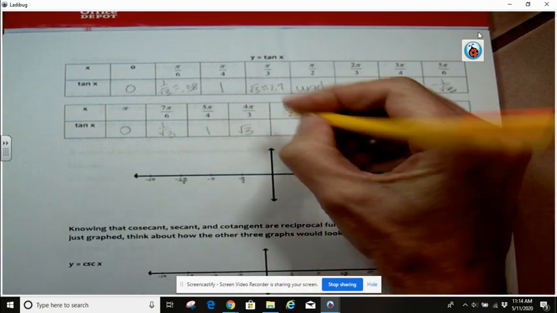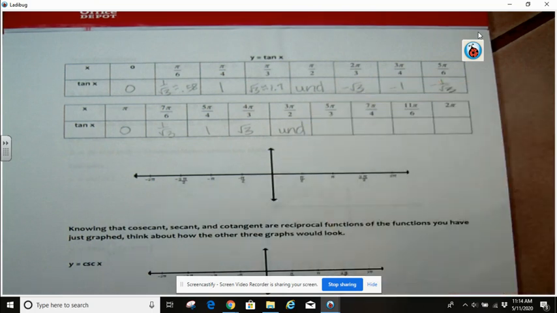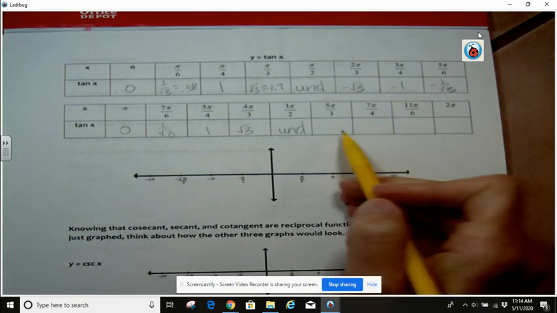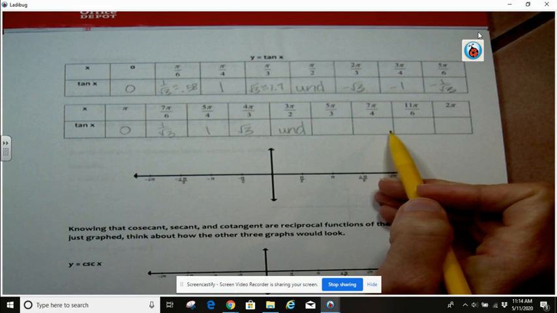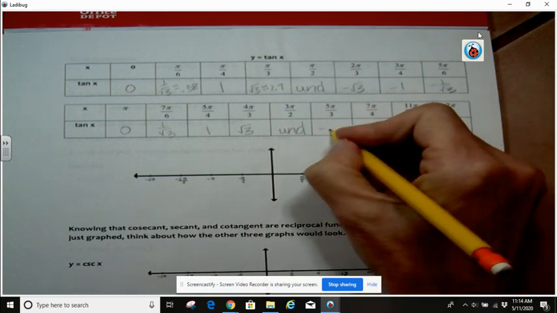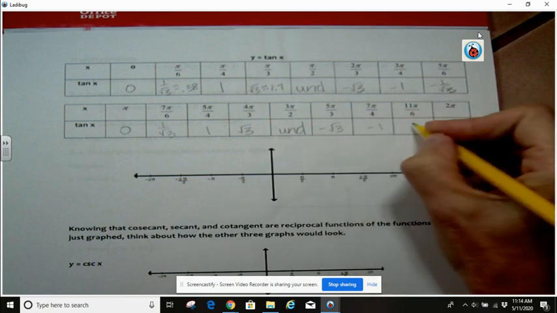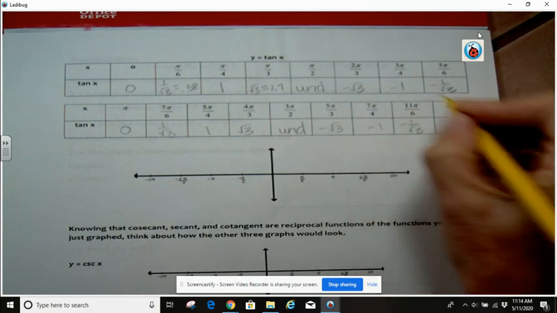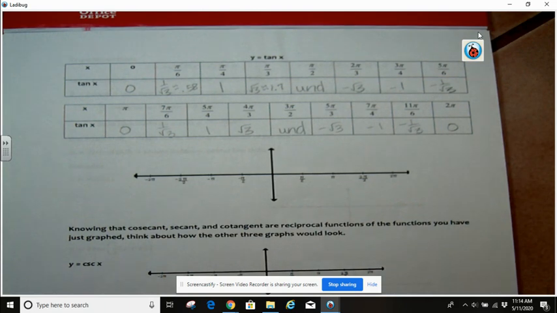And then 3 pi over 2 is undefined again, because you would have 0 comma negative 1. So to get the tangent, it would be negative 1 divided by 0. Can't divide by 0. Fourth quadrant, tangent is back to being negative, because again, you would have a negative divided by a positive. So this would be negative square root of 3, negative 1 over square root of 3. And 2 pi was the same as 0.